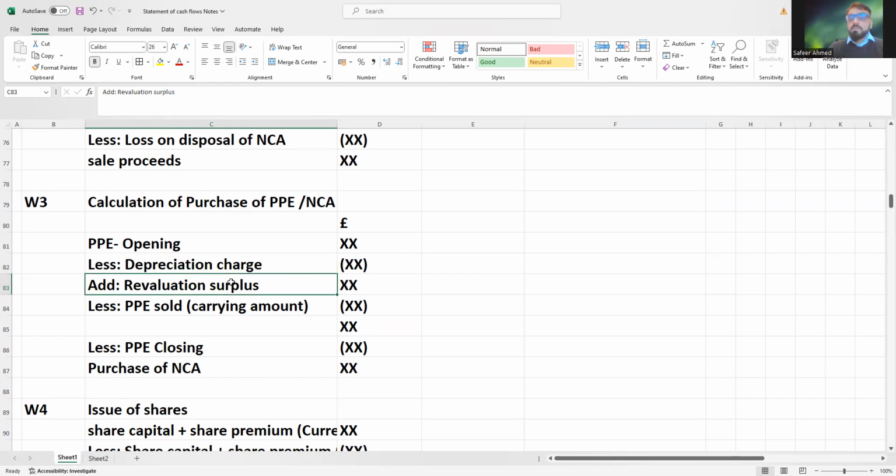We add any revaluation surplus that happened during the year, because that will be a reason for an increase in the assets, if that makes sense. Okay. And then of course, the asset we sold, so any net book value, or in other words, carrying amount in relation to that asset, we will be deducting it. And whatever amount you get, you will deduct the closing property, plant, and equipment. And this will give you the purchase of property, plant, and equipment amount. So what the company has spent in buying those assets.